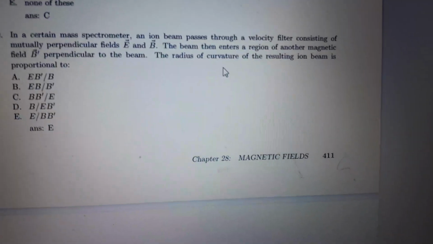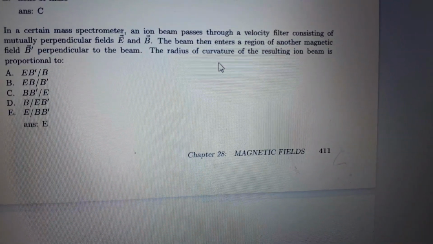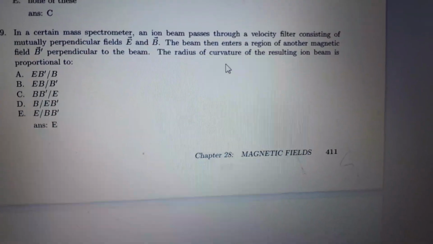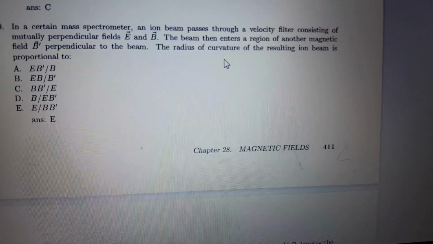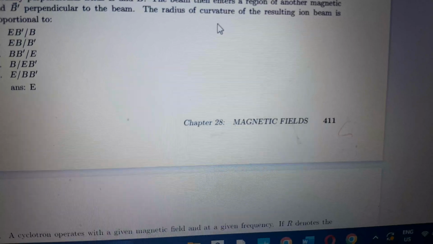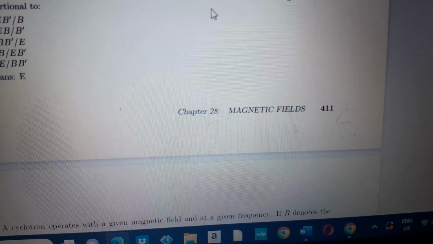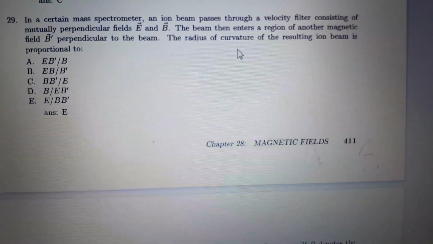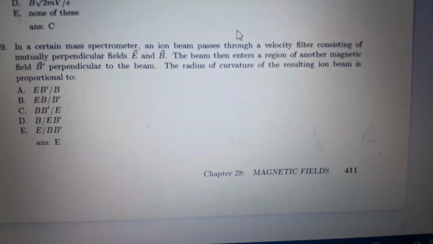In a certain mass spectrometer, an ion beam passes through a velocity filter consisting of mutually perpendicular fields E and B. The beam then enters a region of another magnetic field B', perpendicular to the beam. The radius of curvature of the resulting ion beam is proportional to E over B'Q.